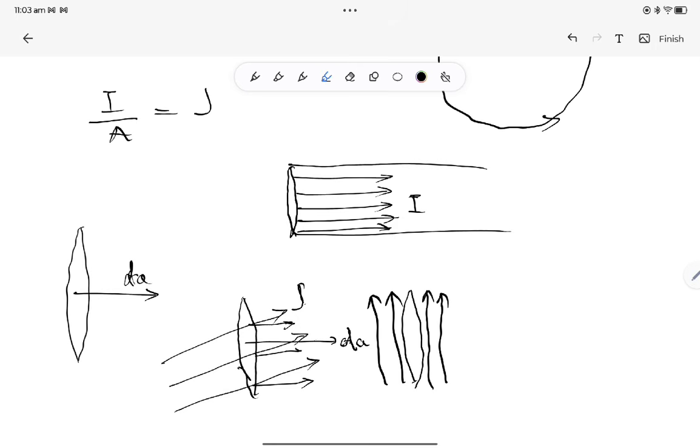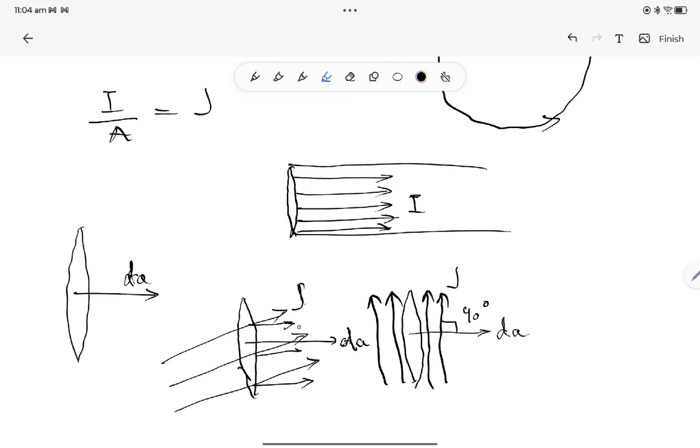If J is less and less parallel to dA, this is dA, you will get less current. In fact, here you get zero current. Now see, if the angle between J and dA is 90 degrees, then the current through this surface is zero.